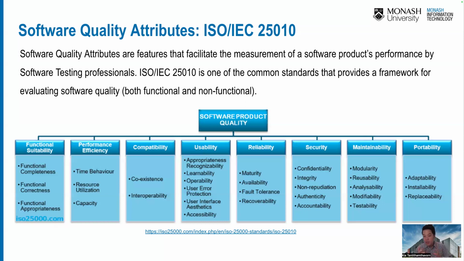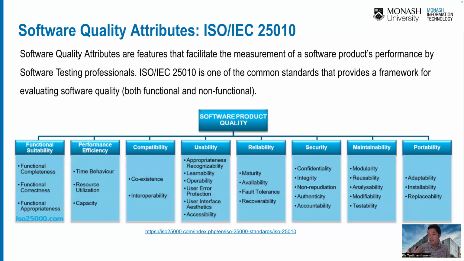Whether the software is reliable or not is another factor that we need to consider. Security: think about online shopping, like Monash merchant. How do you keep the username and the password? Is there any encryption, or can someone hack it? You need to make sure that your application is actually secure.